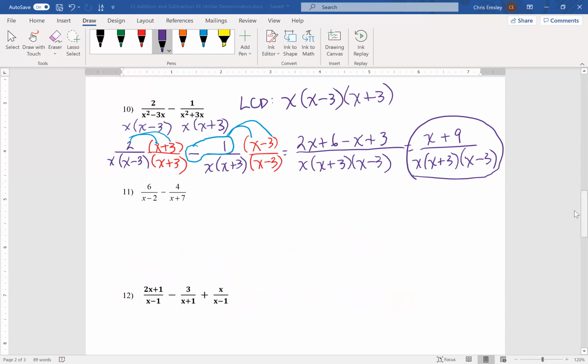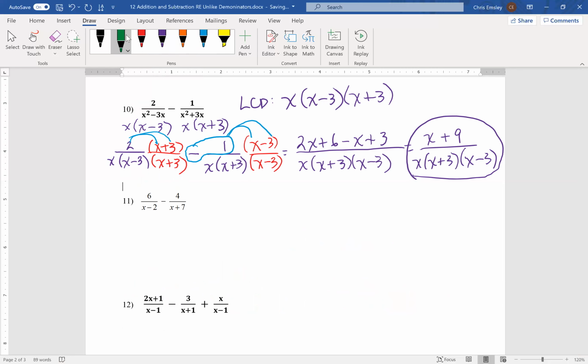Okay, we'll do just a couple more examples. Number 11. The denominators are already factored, and they don't share any common factors. So our least common denominator is just going to be those two factors multiplied together. So as I'm building my common denominator, the first fraction is missing x plus 7.